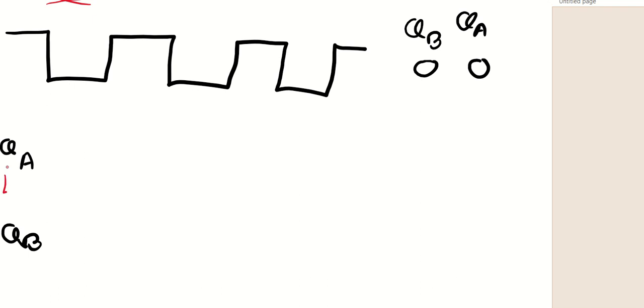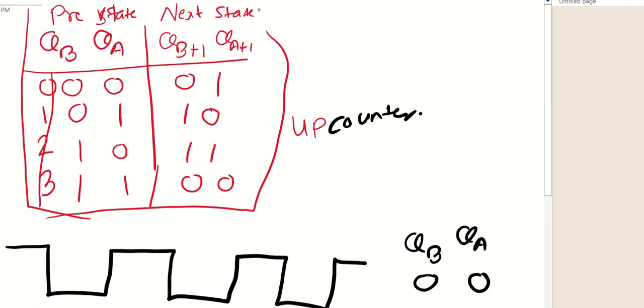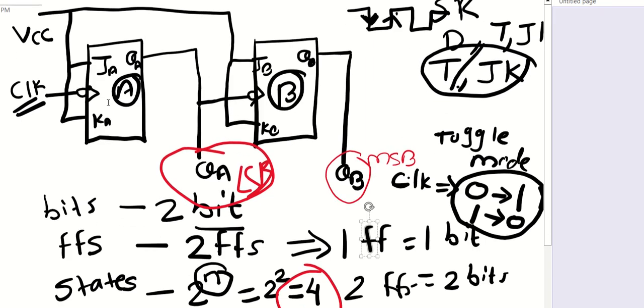So QA is your MSC, QB is your MSC. As in our diagram, if you have seen in the diagram, where is our QA? The clock is provided to QA and QB will change as per the change in QA.